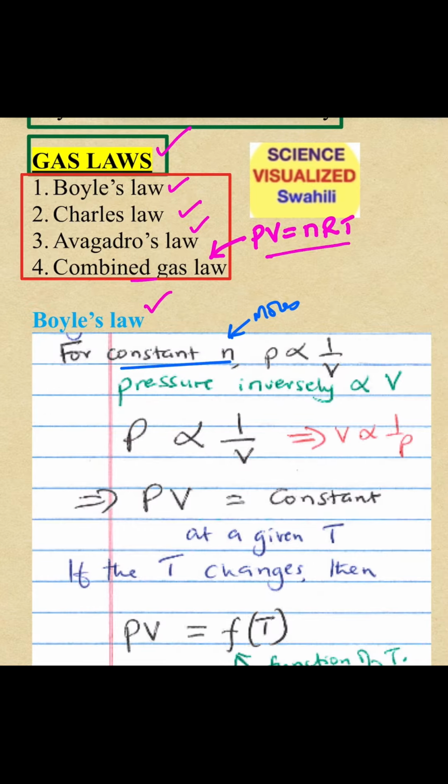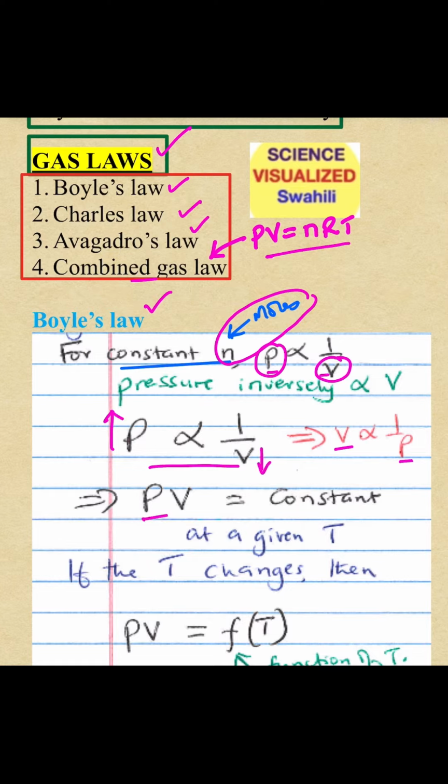Boyle's law. This one deals with the relationship between pressure and volume when the number of moles, n, is held constant. So it says for a constant number of moles, pressure is inversely proportional to volume, which you write this way. And that also means that volume is inversely proportional to pressure, and therefore, as pressure goes up, the volume goes down. Inverse relationship.